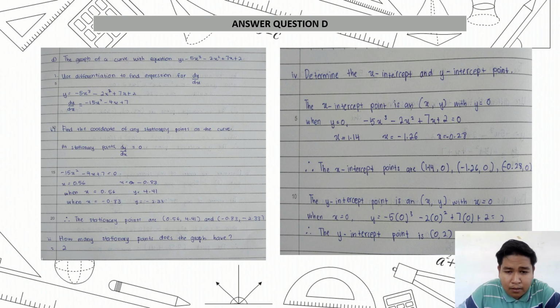The y-intercept point is at (x, y) with x at 0. When x is 0, y equals negative 5 multiply 0 cubed minus 2 multiply 0 squared plus 7 multiply 0 plus 2 equals 2. So the y-intercept point is (0, 2).